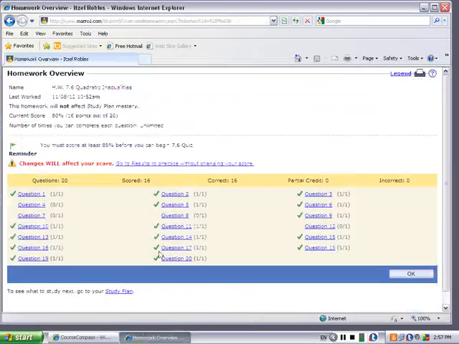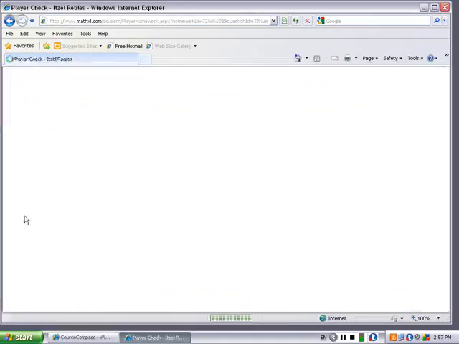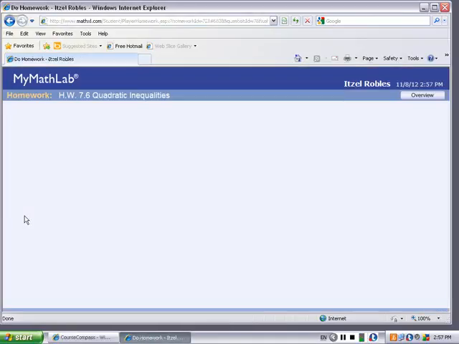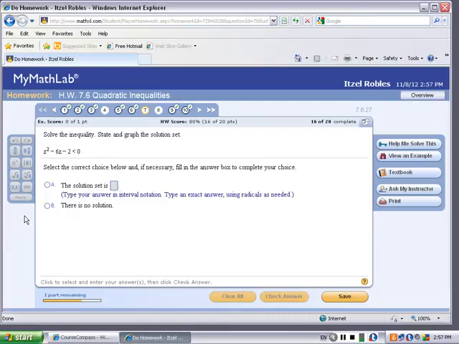Which problem would you like to discuss? Number 7. Okay, let's do number 7, everybody. This is a problem that asks us to solve the inequality and graph the solution set.